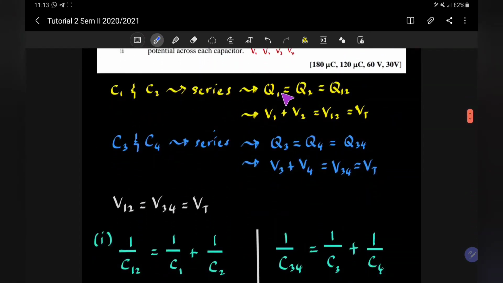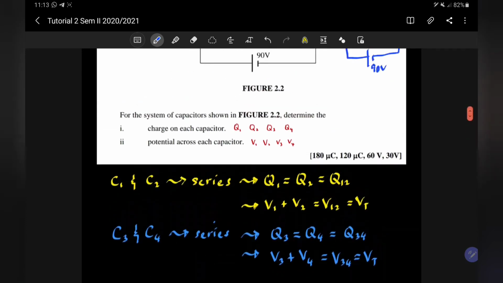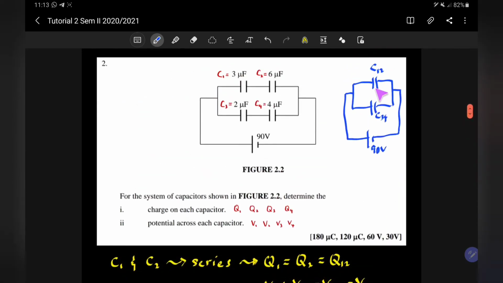Alright, so this is the hidden info shown by the student. C1 and C2 are just arranged in series, so the Q on each capacitor is still the same. Q1 equals Q2, which equals Q12. And for the potential, V1 plus V2 equals V12, which equals V total, because they are arranged in parallel. Remember, V12 equals V1 plus V2. V1 is the V drop across C1 and V2 is the V drop across C2. Totaling up the values gives you V12, which is equal to V supply.